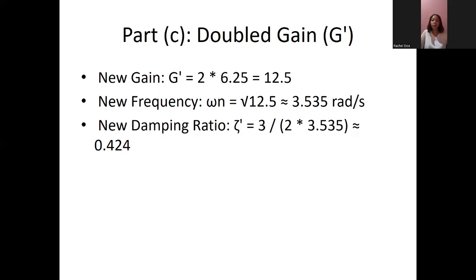So our new frequency, omega n, will now be the root of 12.5, which is the new gain value, and we should get 3.535 rad per second. And then for the new damping ratio, zeta prime, you would get 3 divided by 2 times the new frequency, and we should get 0.424 for the new damping ratio.